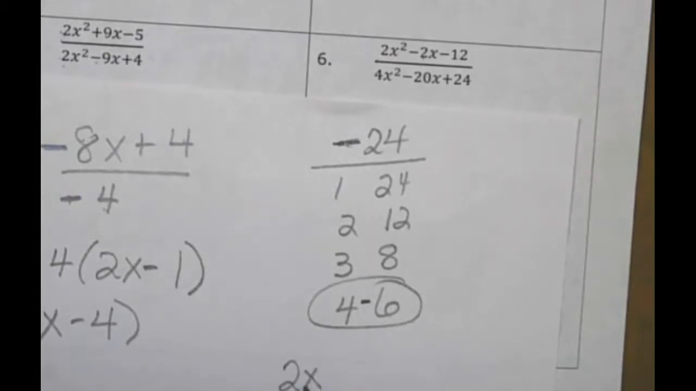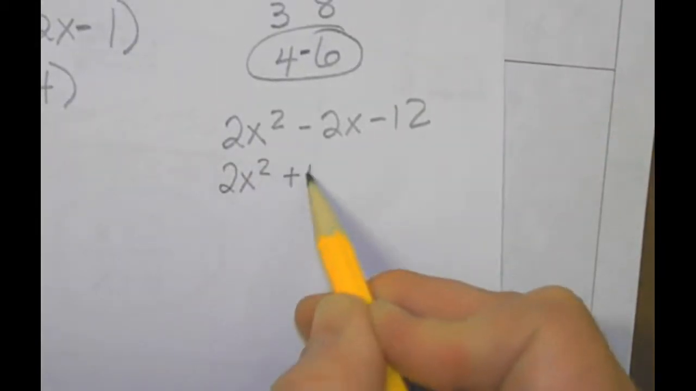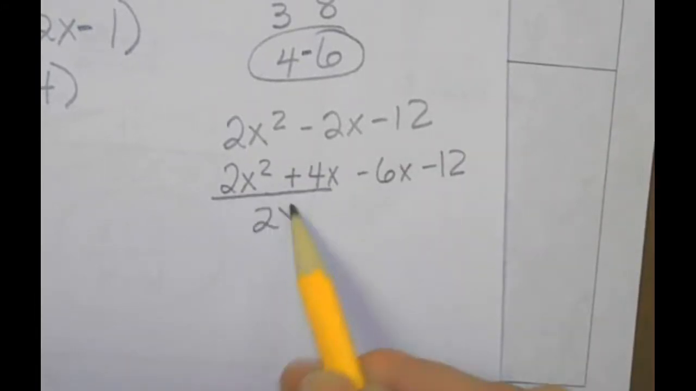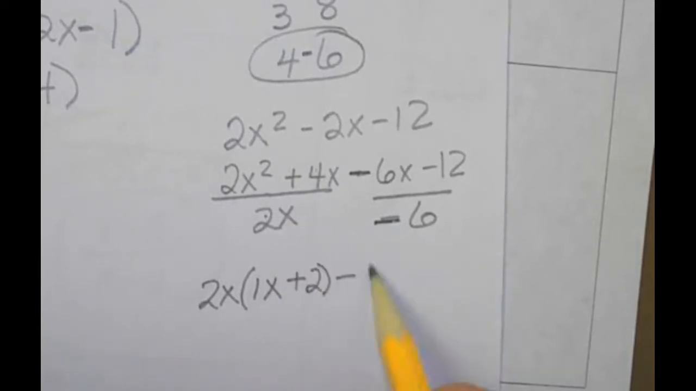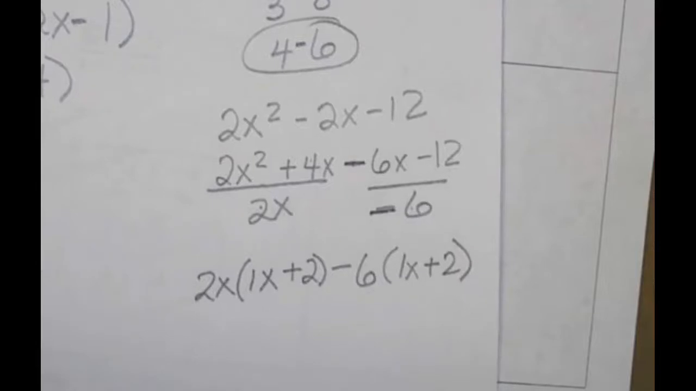So 2x squared minus 2x minus 12 becomes 2x squared plus 4x minus 6x minus 12. I factor a 2x out of this pair and a -6 out of this pair. If this number is negative, I need to factor out a negative. If I factor out a 2x, I have 1x left. 4 divided by 2 is 2, and the x's cancel. And so that's going to give me 1x, and -12 divided by -6 will give me +2.